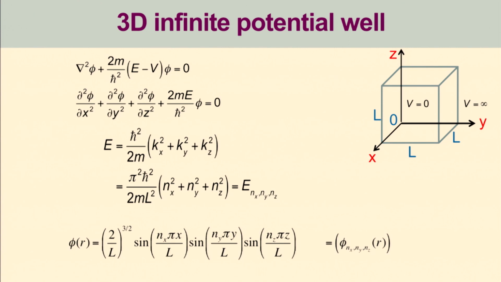Then we also discussed the three-dimensional infinite potential well, and the differential equation in this case, of course, looks like this: del squared phi plus 2m by h cross squared (E minus V) phi equal to 0.